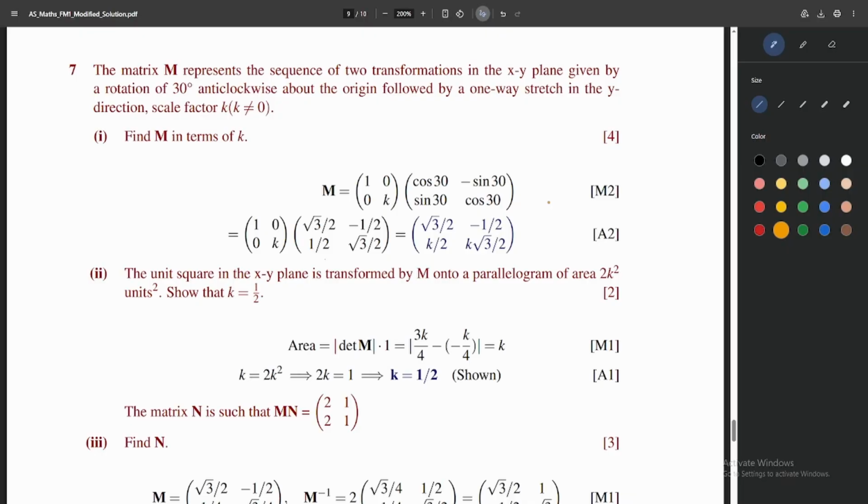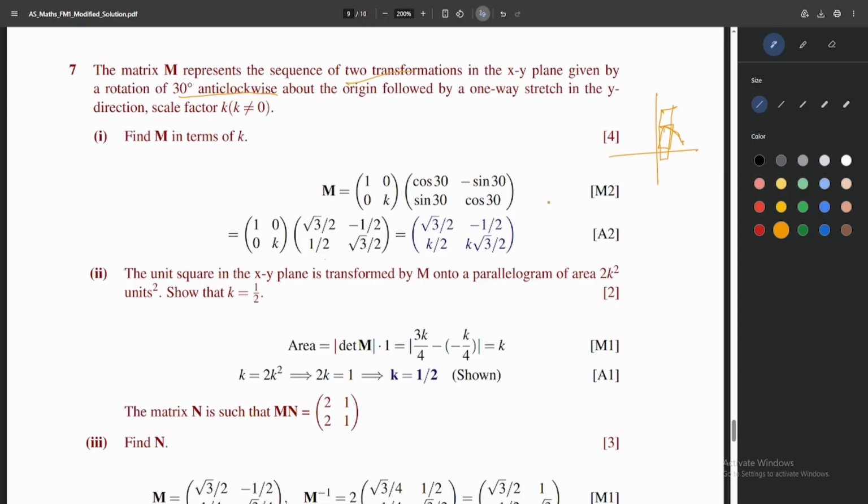Over here we need to find the matrix M, which represents the sequence of 2 transformations, which are given by a 30-degree anti-clockwise rotation about the origin, and a one-way stretch in the y direction. Basically the first one, let's say a point is here, it will take us 30 degrees anti-clockwise, and then a stretch in the y direction. If you have, let's say, a square like this, it will stretch in the y direction only, so it will become like this.